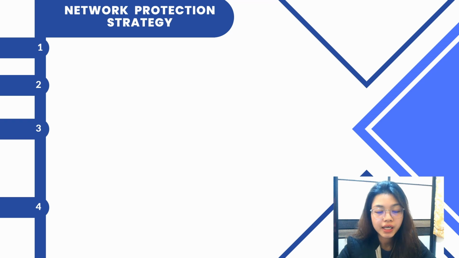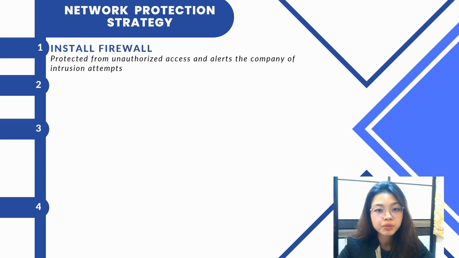Hello, I am Venorica and I will be in charge of presenting the network protection strategies and the access control strategy for Facebook. Let's go through the network protection strategies first. The first network protection strategy is installing a firewall. Firewalls are used to protect the computers from unauthorized access, and they can alert the company of any intrusion attempts. Firewalls will only allow traffic from defined sources while restricting those that are undefined.